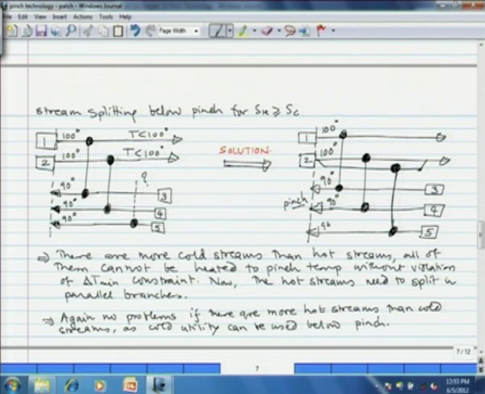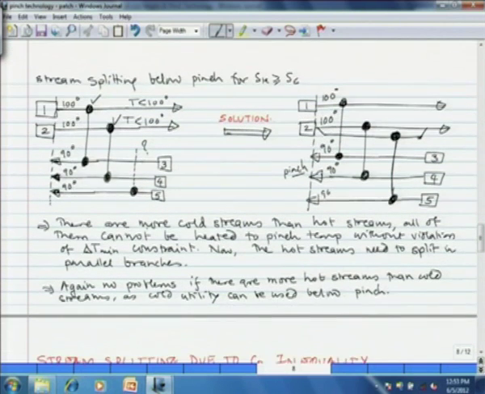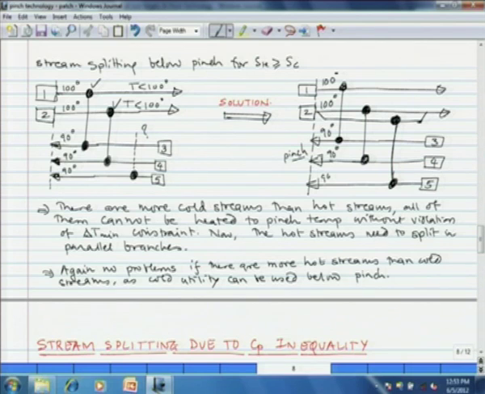Now, after putting 2 units using the tick-off heuristic, we are still left with 1 cold stream. We cannot use hot utility in the below pinch region, and the solution to this problem is that we split the hot stream with high Cp value into 2 parallel streams, and the branch of stream 2 is matched with stream 5, which did not have a hot partner.